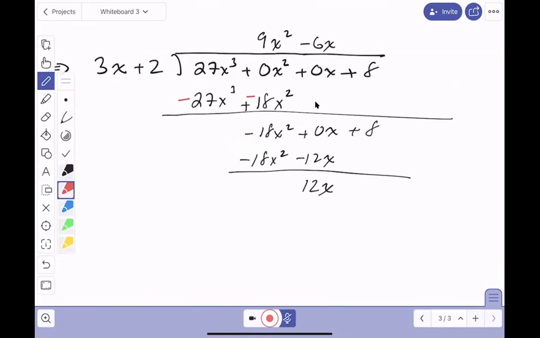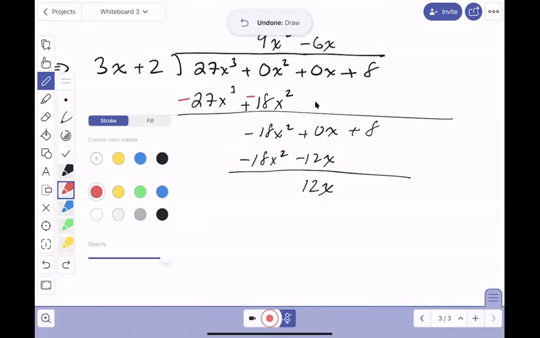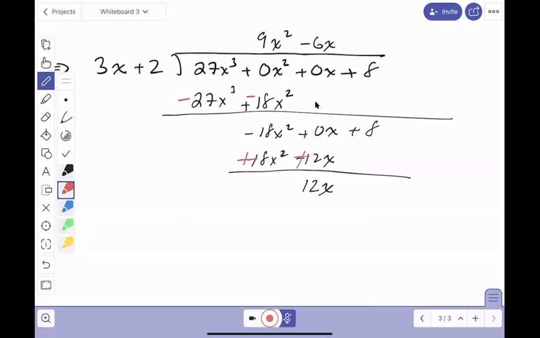Other students do this. What would you have there? Minus 18x squared minus a minus 18x squared. Well, there's no x squareds. 0x minus a minus 12x would be plus 12x. Other students have to change the signs. You're still going to get 12x. What do I do now? Drop the place down, plus 8.